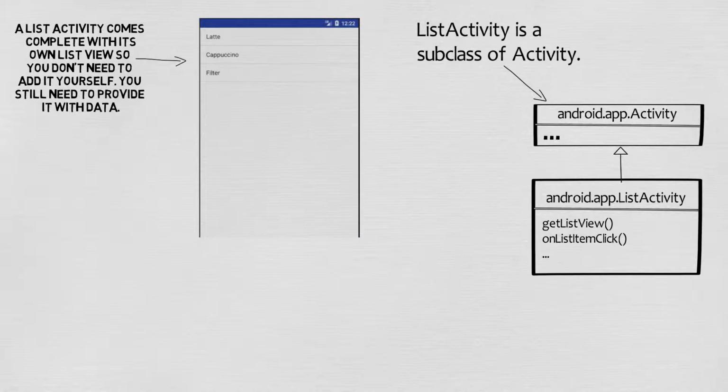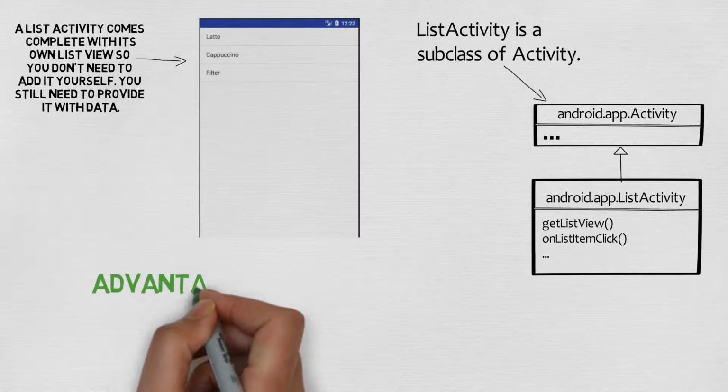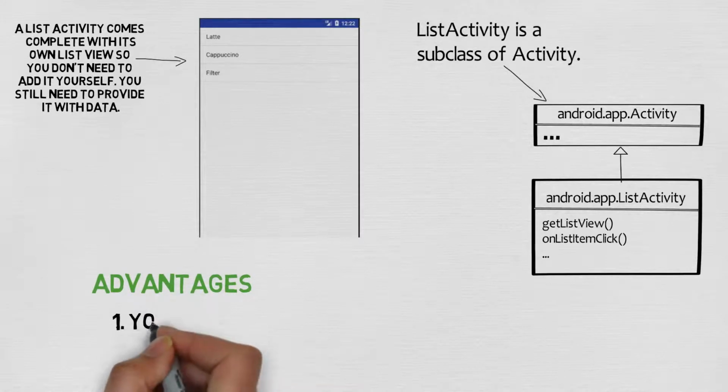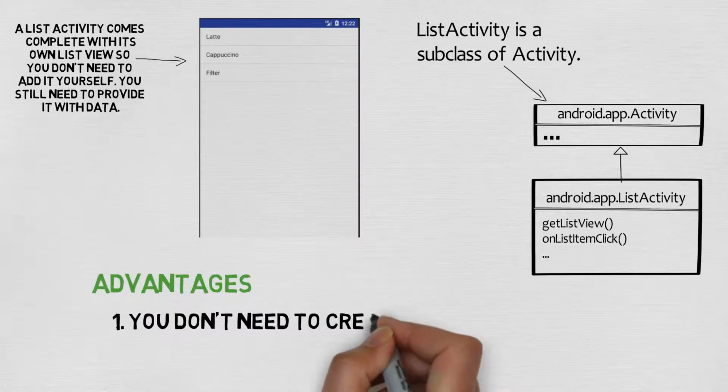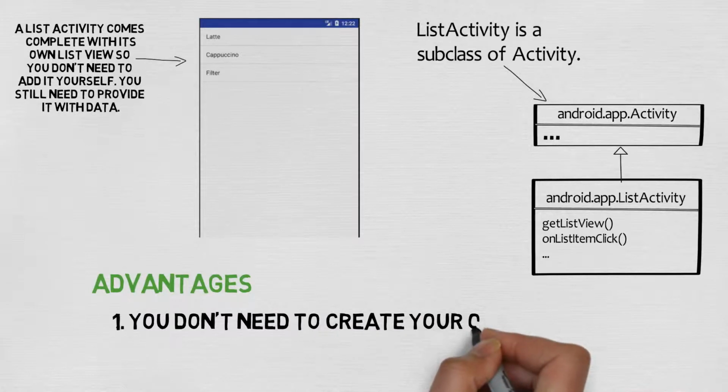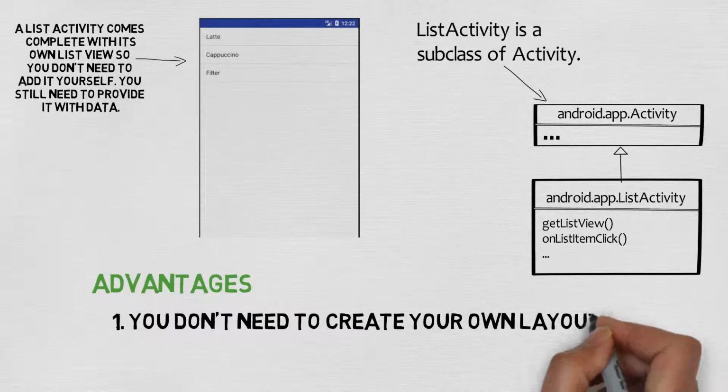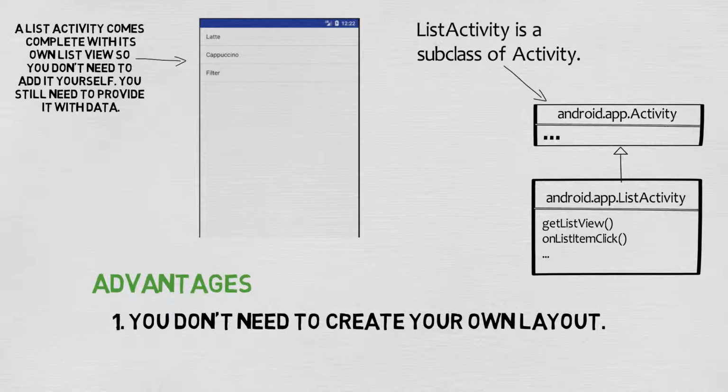There are a couple of major advantages in using a list activity to display categories of data. You don't need to create your own layout. List activities define their own layout programmatically, so there is no XML layout for you to create or maintain. The layout the list activity generates includes a single list view. You access this list view in your activity code using the list activity's getListView method. You need this to specify what data should be displayed in the list view.